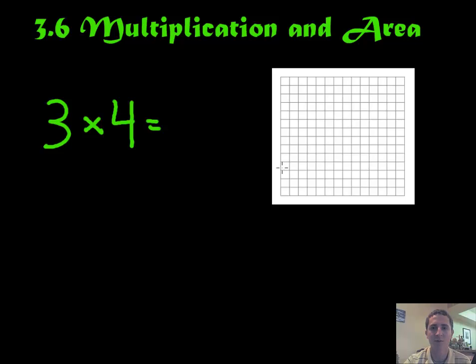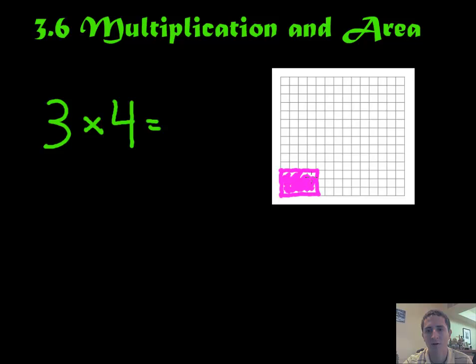So I'm going to go over here to my grid, and I'm going to start in my corner. And if I'm doing 3 times 4, I'm going to go 3 squares up, 1, 2, 3, and 4 squares over, 1, 2, 3, 4. I'm going to do the 4 on the bottom, the 3 up on the side. I'm going to shade those squares in lightly.